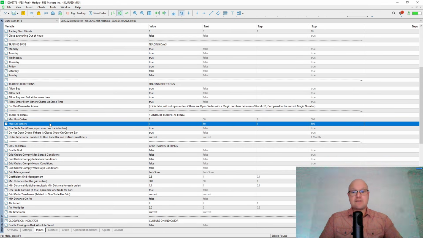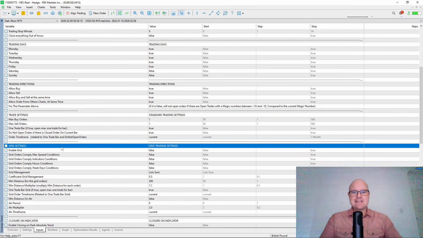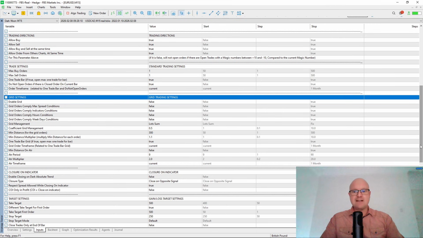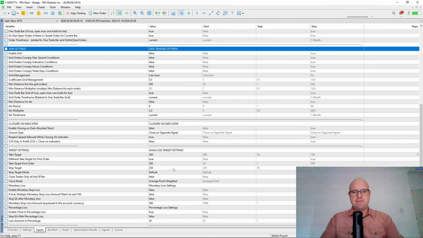On top of this, I've also disabled all of the grid options by changing these to false, meaning that each trade now has a set stop loss and take profit, which we can adjust and test in the settings down below. Now, by removing the grid function, what we've done effectively is use a strategy that has a take profit of 500 points and a stop target of 250 points. Or in other words, a take profit target of 50 pips and a stop loss target of 25 pips.